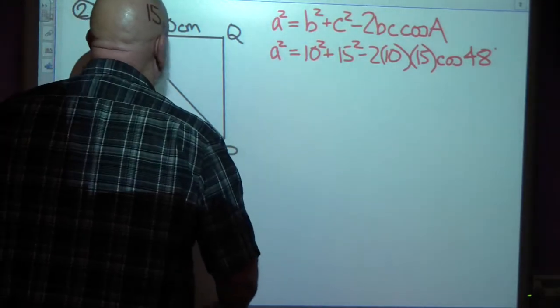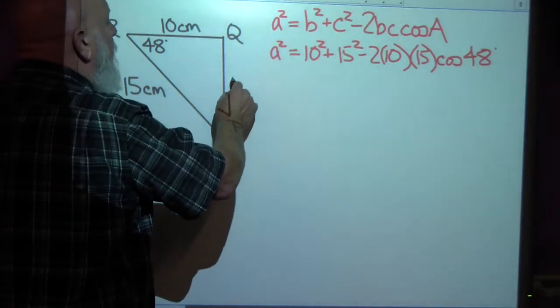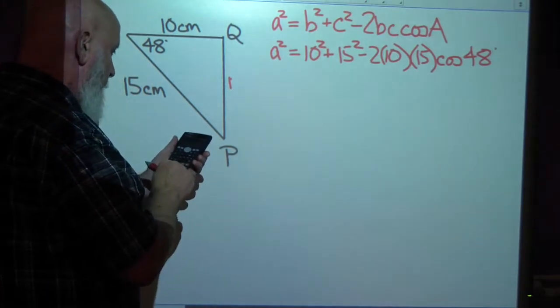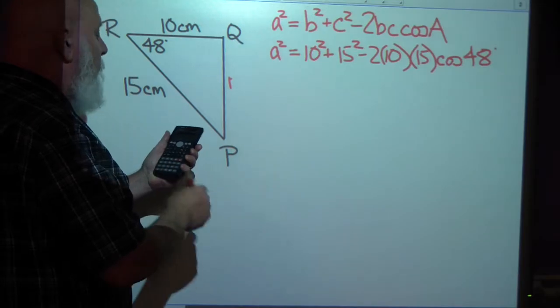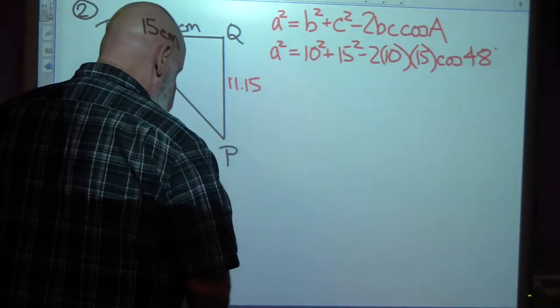$124.26 is what I'm going to call this. I know it's around the answer to the nearest tenth, but because I'm going to be using, oh wait a minute, I want to take the square root of that though. I almost messed up. 11.15 is what I'm going to call it. I almost messed up there.